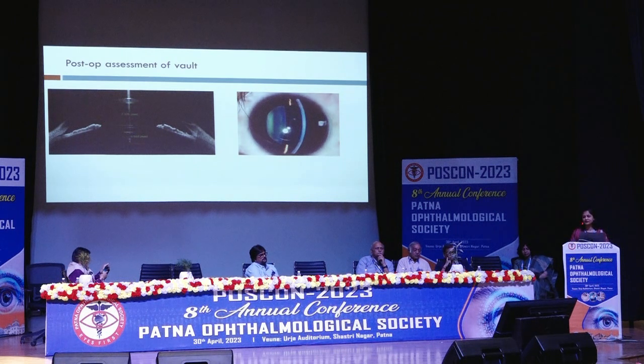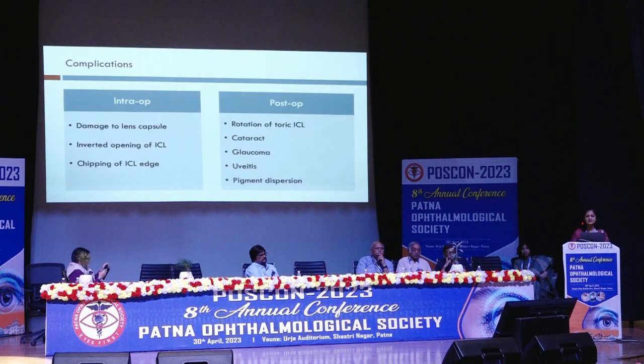The objective method of assessing the same is with an ASOCT, which will give you a more precise idea of what the vault is like. So coming to complications intraoperatively, as we already saw, inverted opening of the ICL is one of the major things that you need to look at. And sometimes while loading the lens, the ICL edge may chip off if you don't have a proper hold or if your forceps is too sharp. Also, damage to the lens capsule is something that can happen if you are not making a cautious entry.